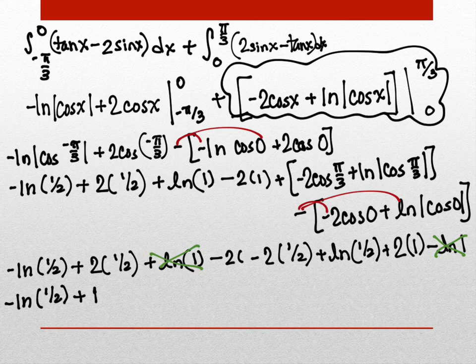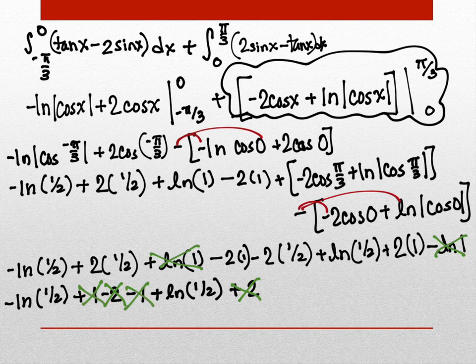There we go. Did I get it right now? Okay. Minus a 2 here. And then I have minus a 1 here. I've got plus the natural log of 1/2. And then I have plus 2. Okay. Negative 2 and positive 2. Negative 1 and positive 1.